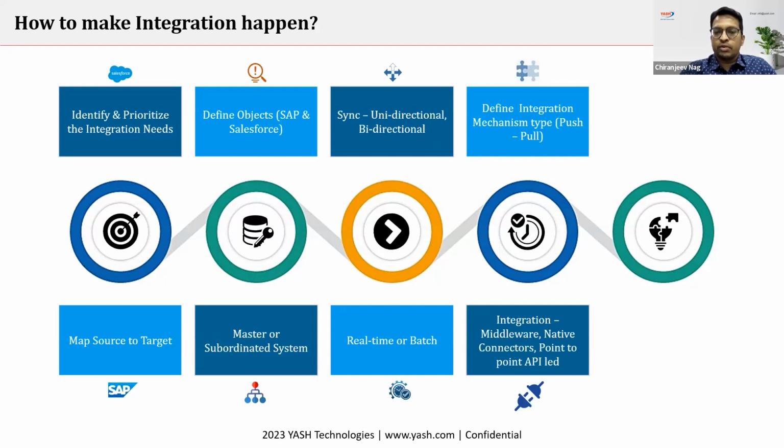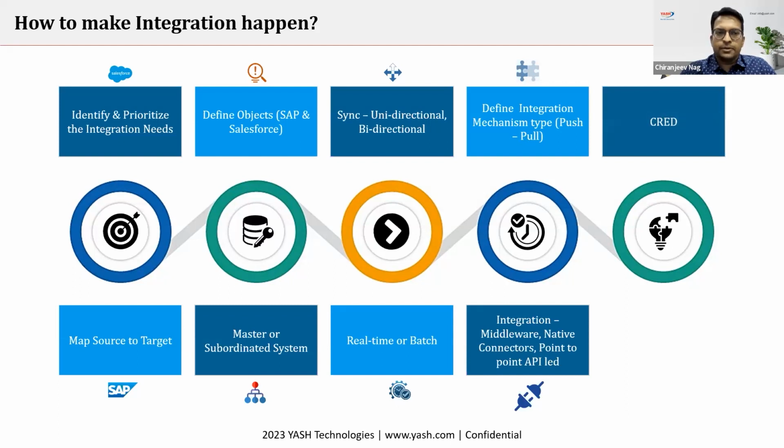But if the number of orders of a particular company is 5 per month and the data has to be exchanged only between a couple of systems, then middleware is not preferred. Even point-to-point API-led connectivity can do the job.